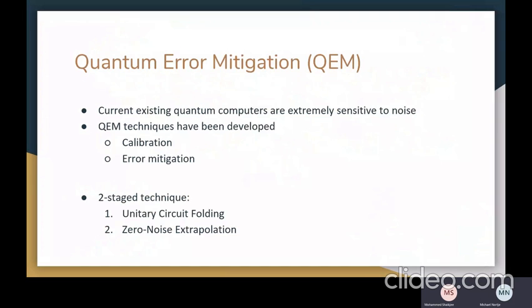Existing quantum computers are extremely sensitive to noise. While fault-tolerant quantum computers are still decades away, various quantum error mitigation techniques have been developed to help mitigate the effects of noise on the system. The objective of our project is to mitigate the effects of noise and minimize error using a two-stage technique, unitary circuit folding and zero-noise extrapolation.